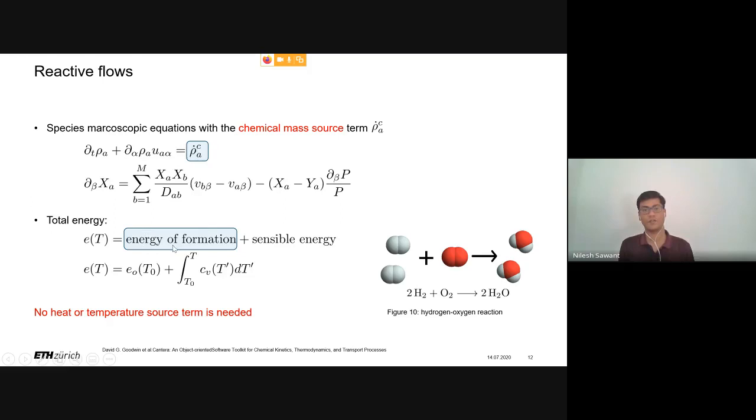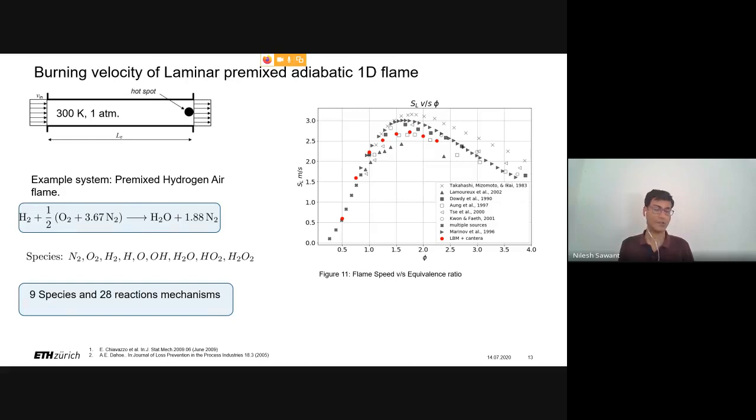What we have to do now is get the source term from any other solver like Chemkin or Cantera, and in terms of energy, we do not need to add any source term into the energy because it's implicit now that we have created a very consistent thermodynamic model. I'll show you one test case which we did. This is one of the standard test cases in which we measure the burning velocity.